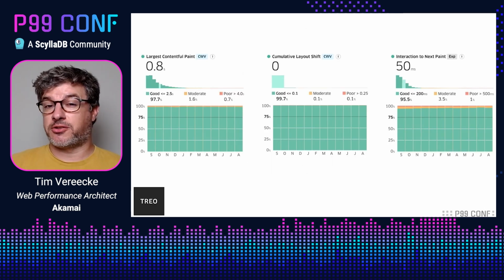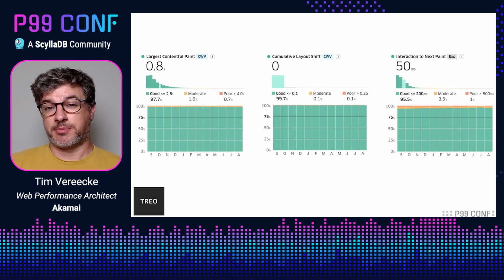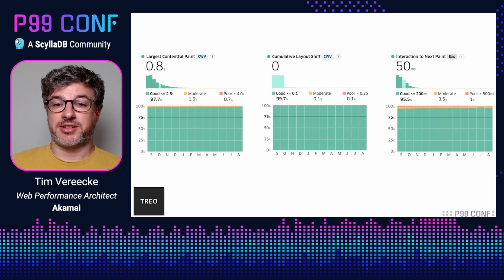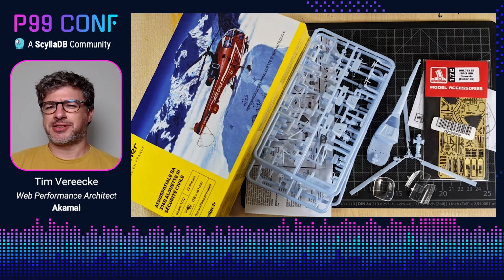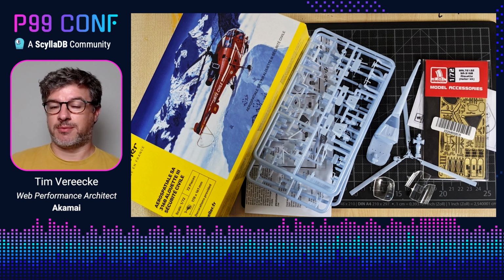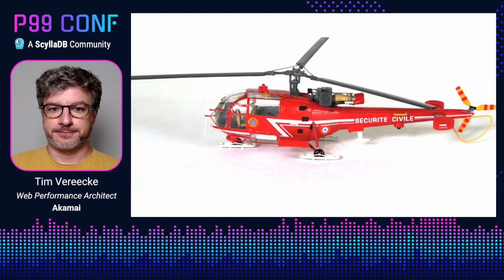Now, I will use some data of my own website. So I run the largest scale modeling website in the world. It has about 50,000 visitors a day. And it's not only the largest scale modeling website in the world, it's also the fastest scale modeling website in the world. And if you don't know what scale modeling is, you buy a kit with some plastic sprues, you cut them off, you glue them, you paint them, you airbrush them, you weather them, and then you get a nice result like this.